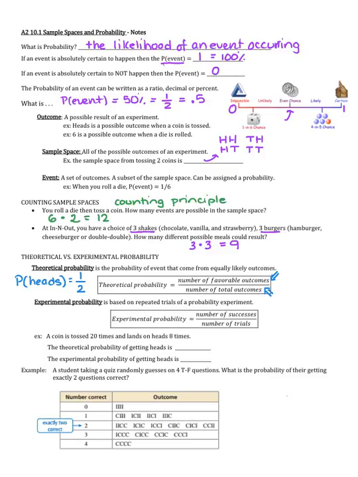Experimental is what actually happens. So that's going to be the number of successes over the number of trials, and then you just make a ratio out of the 2.